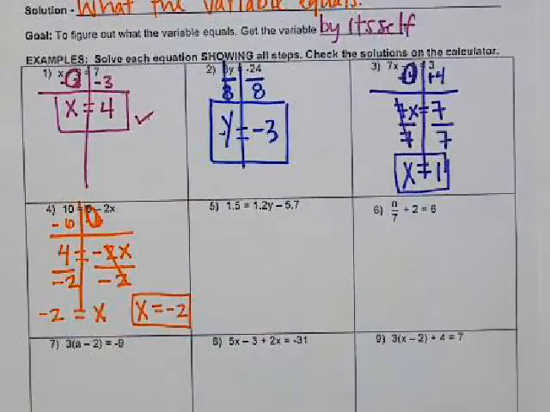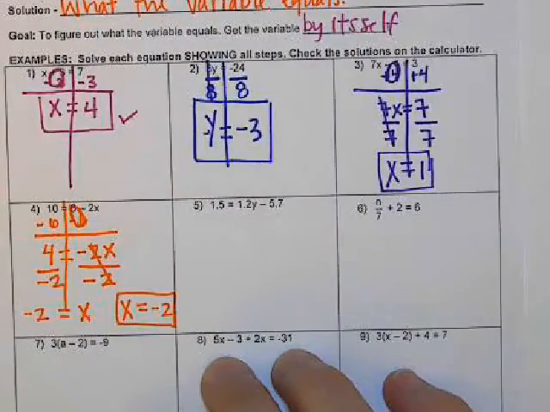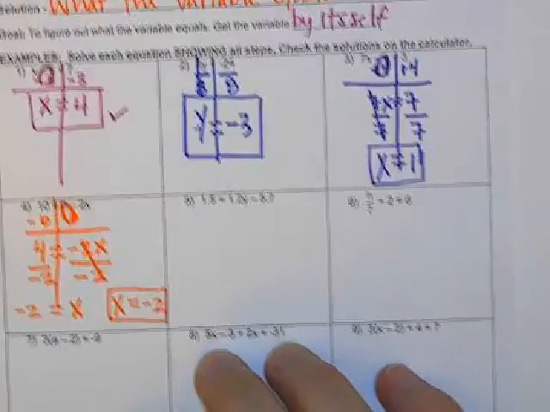Okay, here we go. Number 5, what's different? Decimals. Does that mean anything? No. I'm going to be doing the exact same thing.